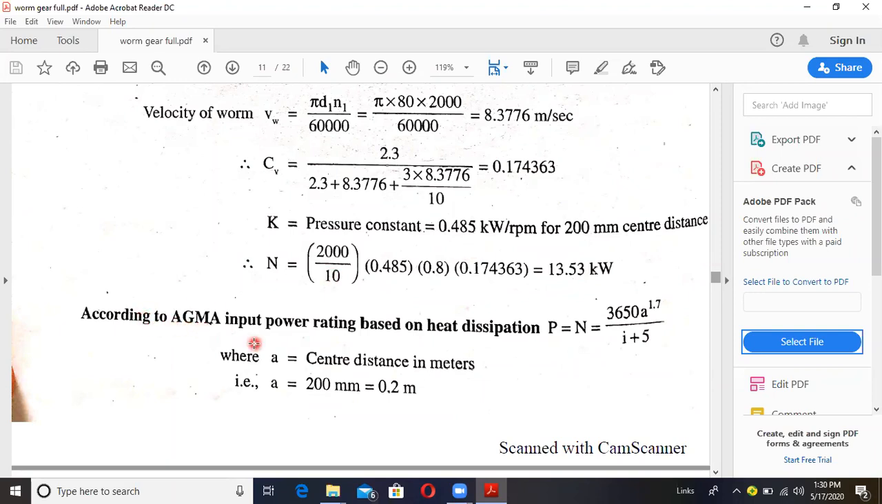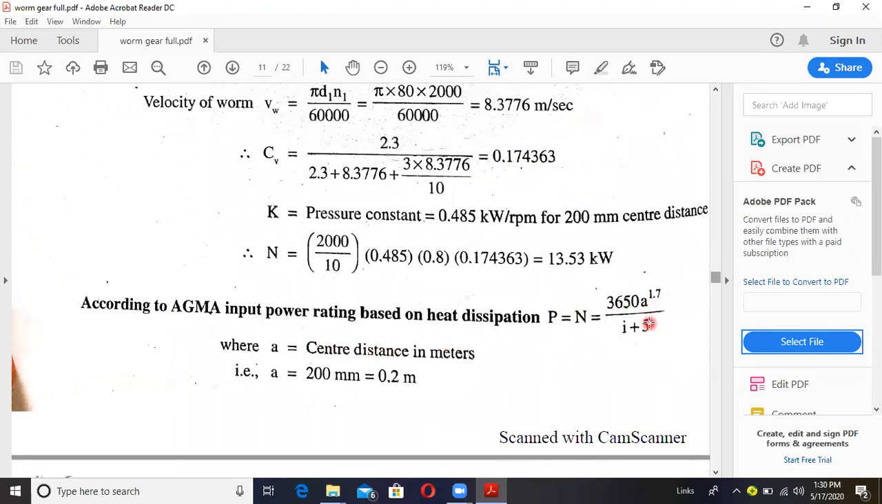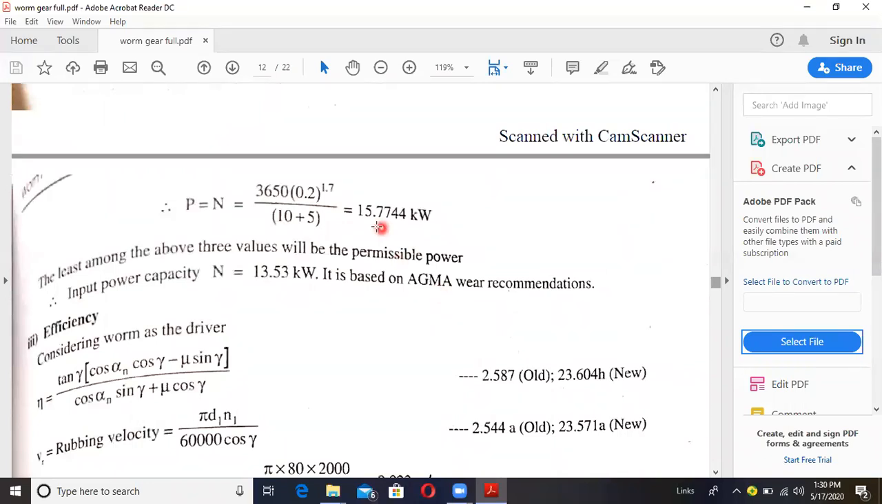Again according to the AGMA, based upon heat dissipated, there is another formula to calculate power. Power is equal to 3650 A 1.7 divided by 1 plus 5. Here you have to substitute A in meters. Substitute, and again we will get power. Power is equal to 15.7744.